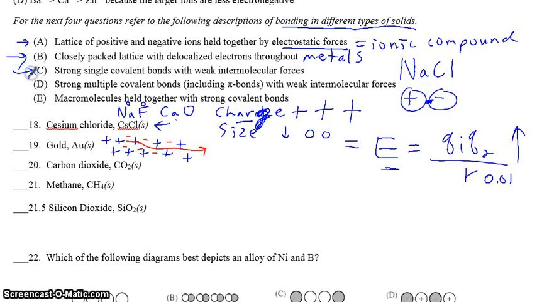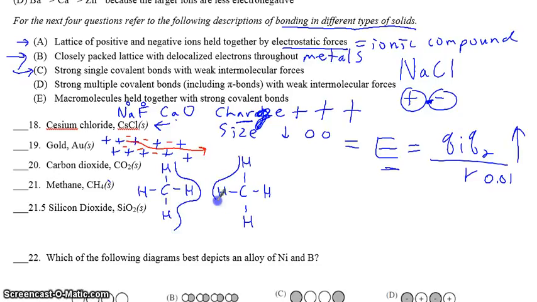C says strong single covalent bonds with weak intermolecular forces. So single covalent bonds, that would be methane here. So you have the methane molecule, and then you have another methane molecule. Each one, notice, has single covalent bonds. Remember, covalent bonds are these chemical bonds. Now, intermolecular forces are the forces between the two molecules. So these are intermolecular forces, and they're weak because both of these are nonpolar.